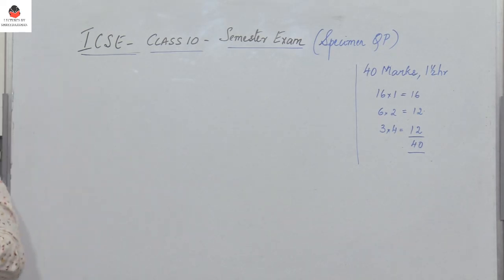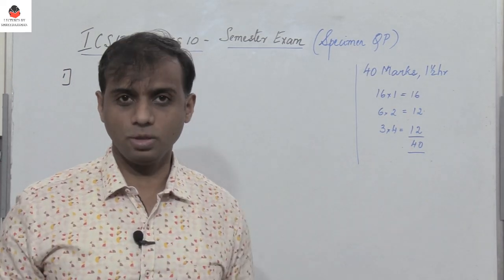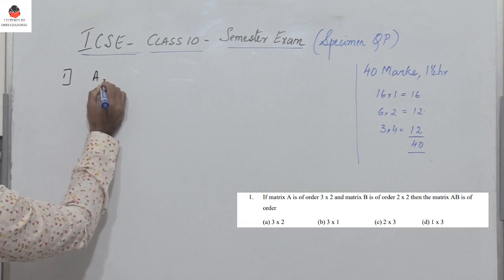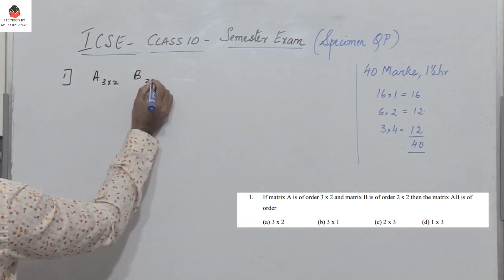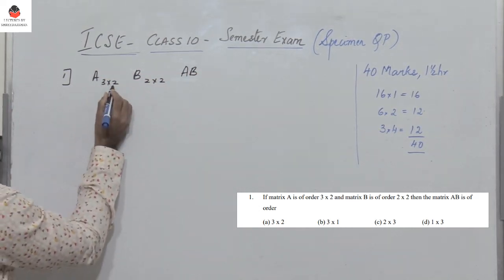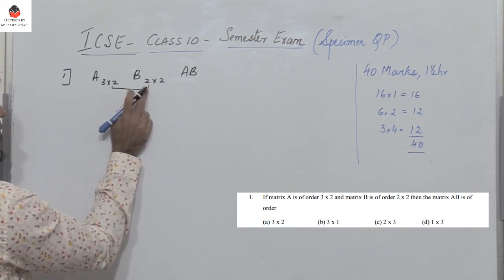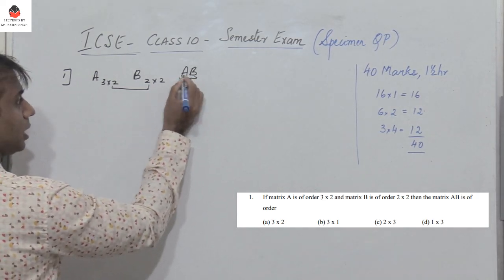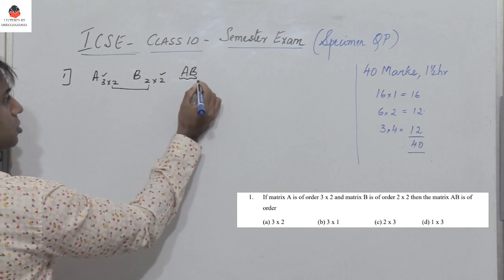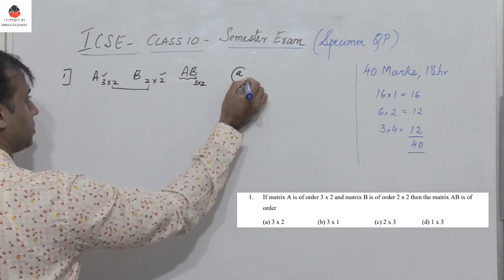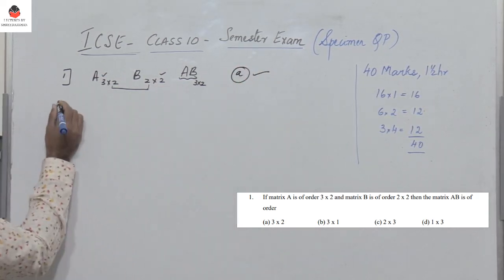So section A, first one, please note that you will be able to read the question on the screen and also view all the 4 options. Now matrix A is of order 3 cross 2 and matrix B is of order 2 cross 2. Then the matrix of AB is, now when we multiply 2 matrices, the column of the first matrix and the row of the second matrix should match, and the matrix of AB would be 3 cross 2. So 3 cross 2 is the right answer. So if you observe, it is option A. So first one, option A is the right answer.